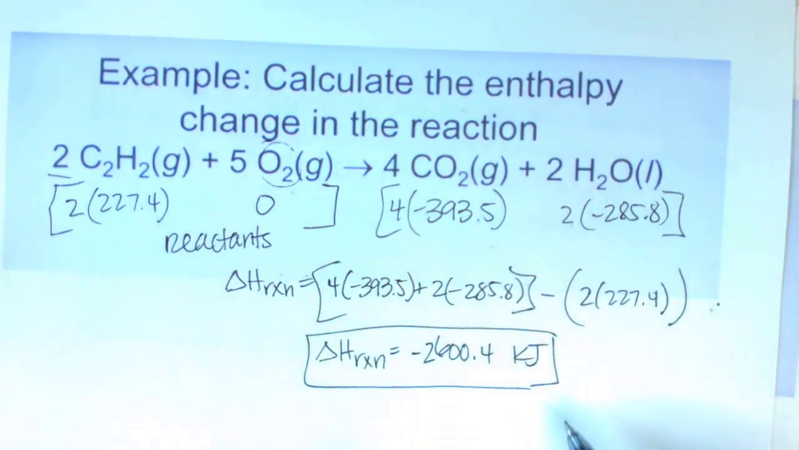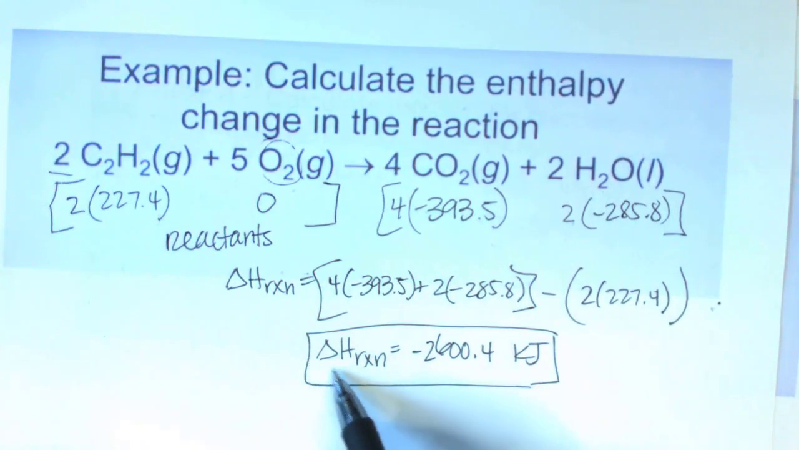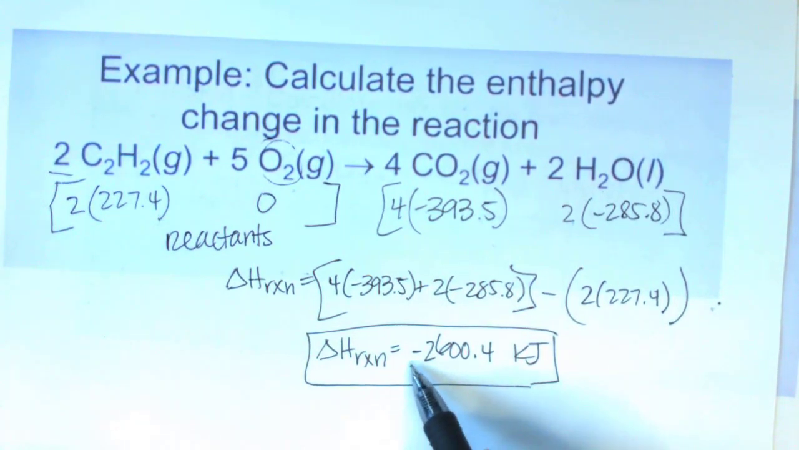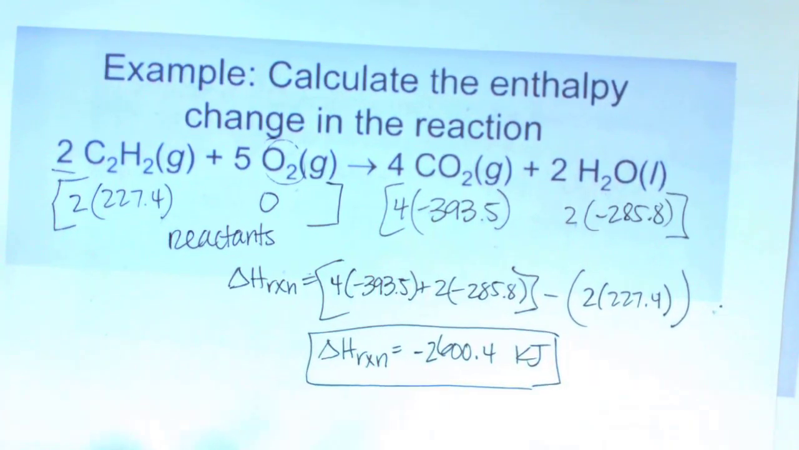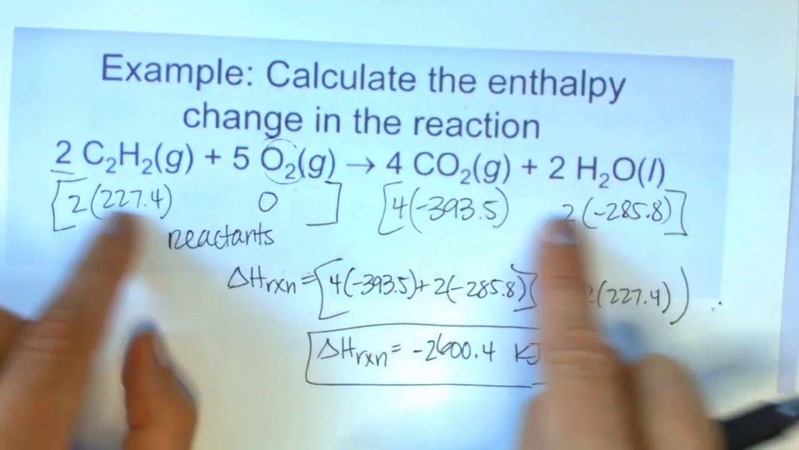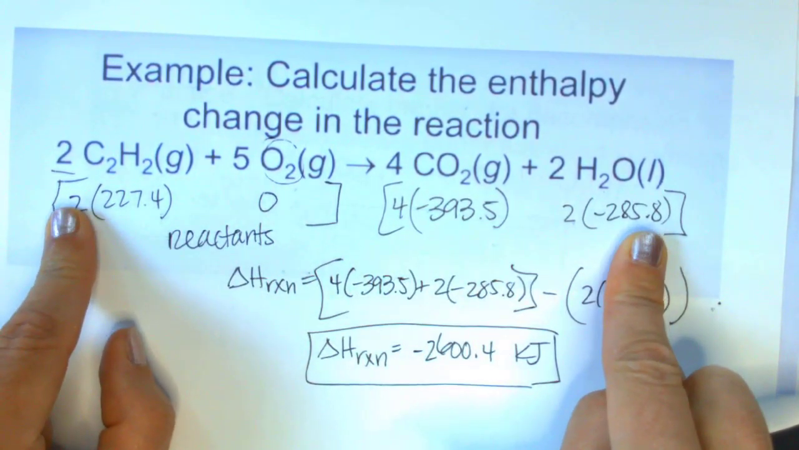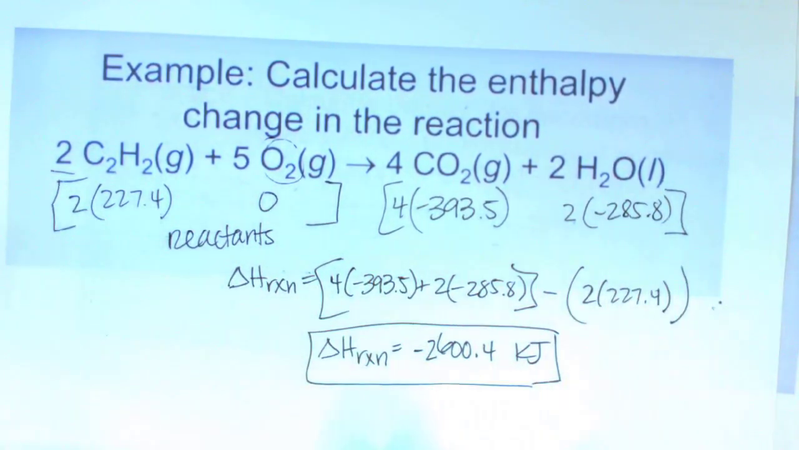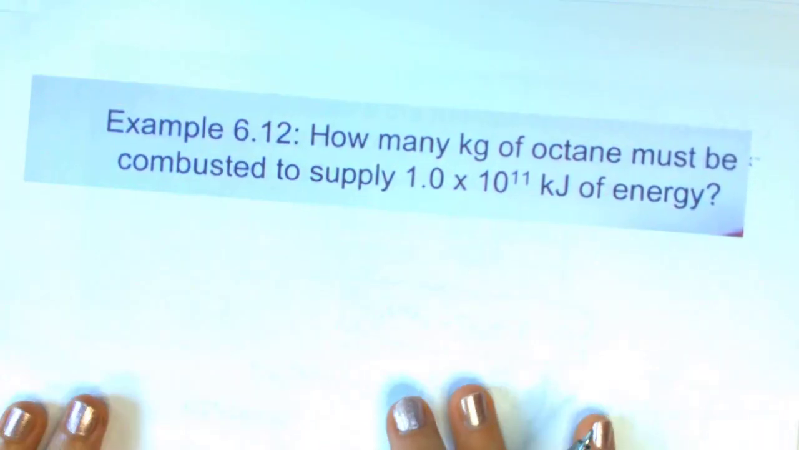And you should get a heat of reaction of negative 2,600.4 kilojoules of heat. Again, we're doing products minus reactants, and we're getting these numbers right from that chart, the standard enthalpies of formation. Let's look at another example.